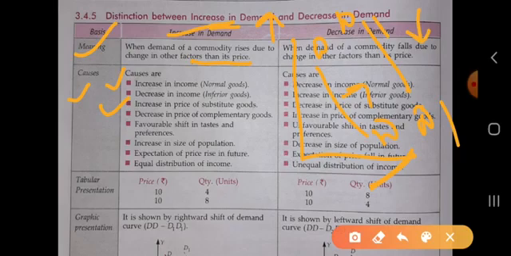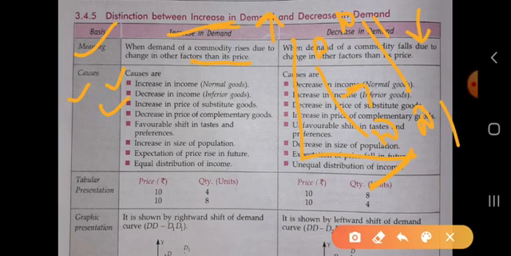And the next one is expectation of a price rise in the future. When any consumer thinks that the price of a commodity is increasing in the future, he demands more of the commodity so that he can make some stock of that good. For that purpose, the demand of that commodity increases. In that condition, the curve is shifted to the rightward.